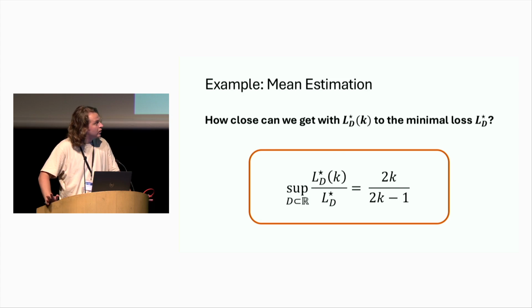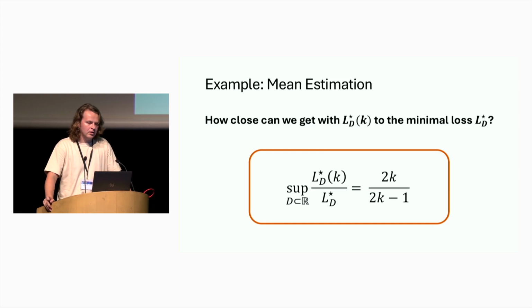Okay, yes. So generally we ask the question, how close can we get with L_D star of k to the minimal loss L_D star given by the optimal solution, which is given by the mean of the entire data set? And actually we found out that this loss can be bounded as a ratio of L_D star of k and L_D star. In the worst possible case, it will be 2k over 2k minus 1.